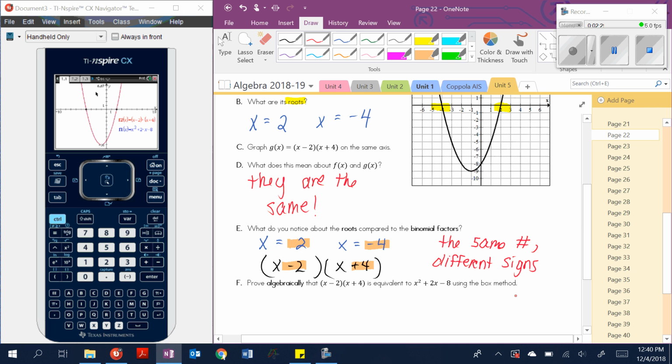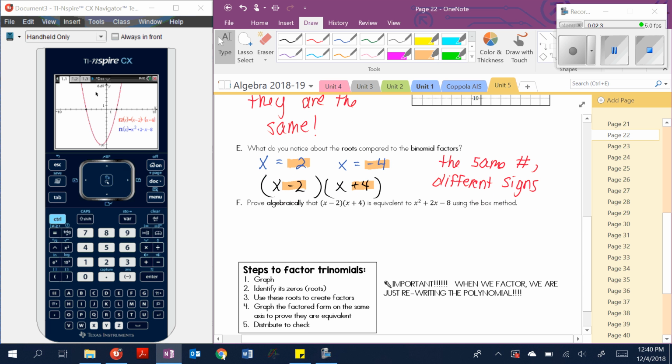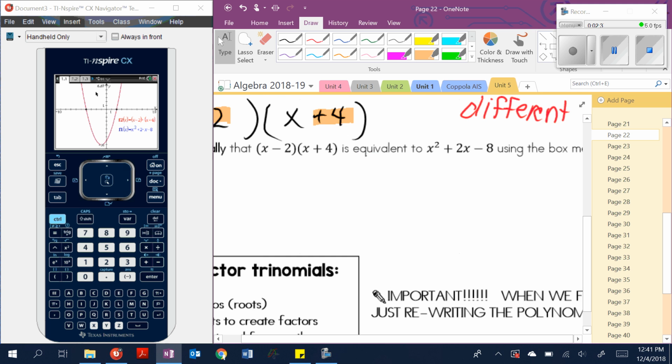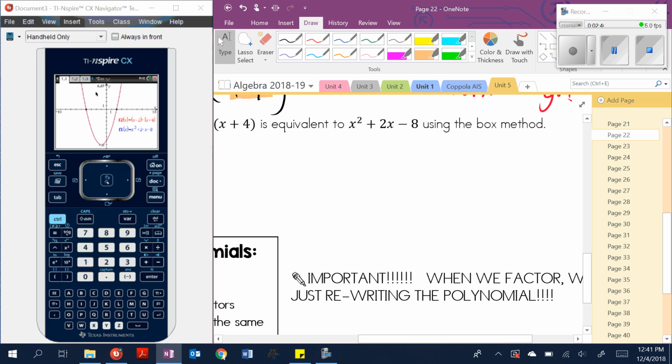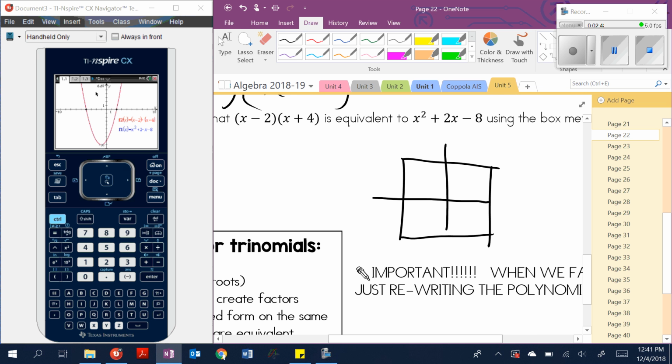Okay, well, let's prove this algebraically. Let's prove that the two binomials x minus 2 times x plus 4 is the same thing as x squared plus 2x minus 8 using the glorious box method. All right, so boy, did I draw a crazy box. That looks terrible. All right, well, I'm not redoing it. So x minus 2, x plus 4.